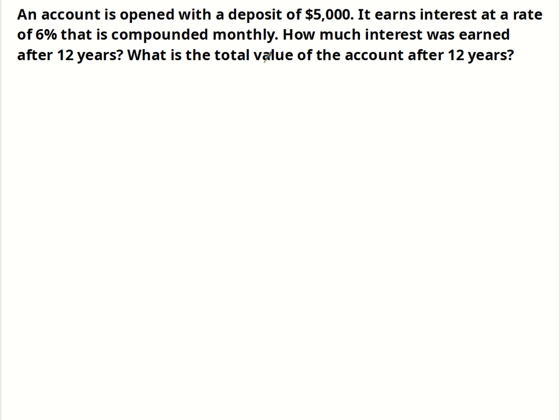Okay, so an account is open with a deposit of $5,000. So there's your initial amount. That's your principal. Now I know it's 1 plus whatever the rate is. The rate's 6%. That's 0.06. Compounded monthly. So monthly is the number of times it's going to be compounded in a year. So that's 12 times a year. Okay. So then that's going to be after 12 years. So 12 years times however many times it's compounded, which is monthly. That's 12 times 12. Okay. So I want to know the total value in the account after 12 years.